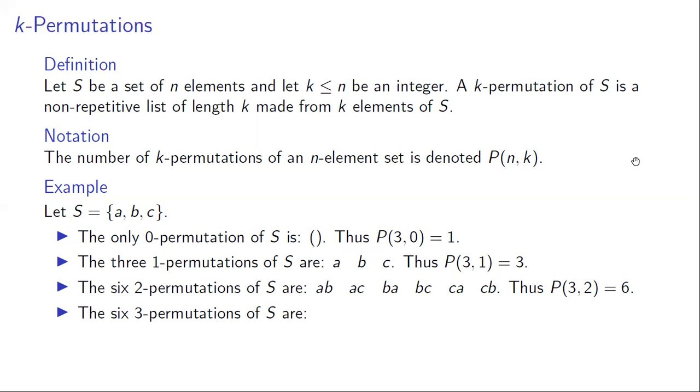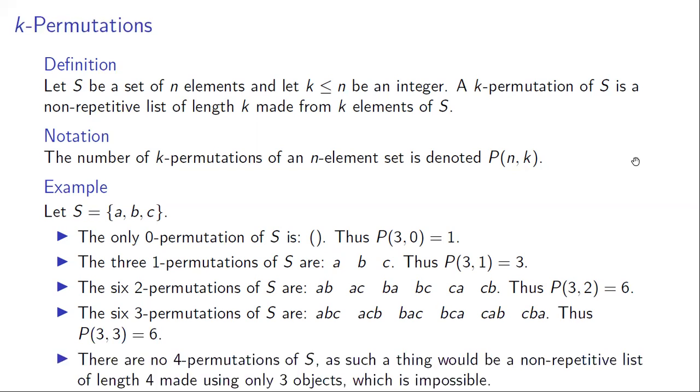There are 6 3 permutations of S. So again, a 3 permutation would be a permutation of 3 of the elements of S, which happens to be just the same thing as the permutations of S, because S has only 3 elements. So those are ABC and so on, ACB, BAC, BCA, CAB, CBA. Thus, P(3, 3) is 6.